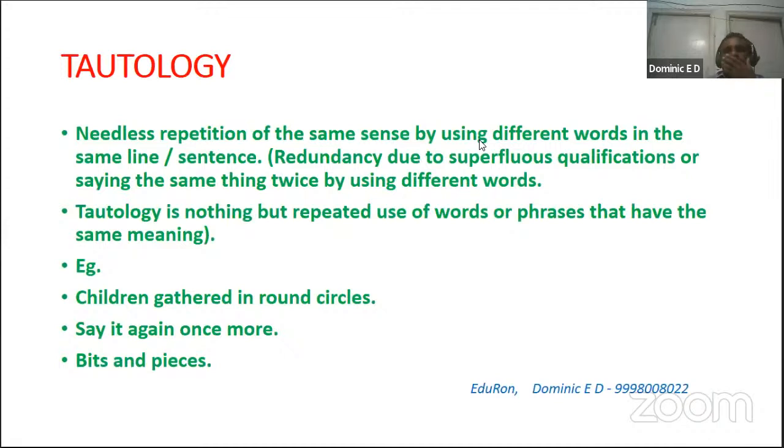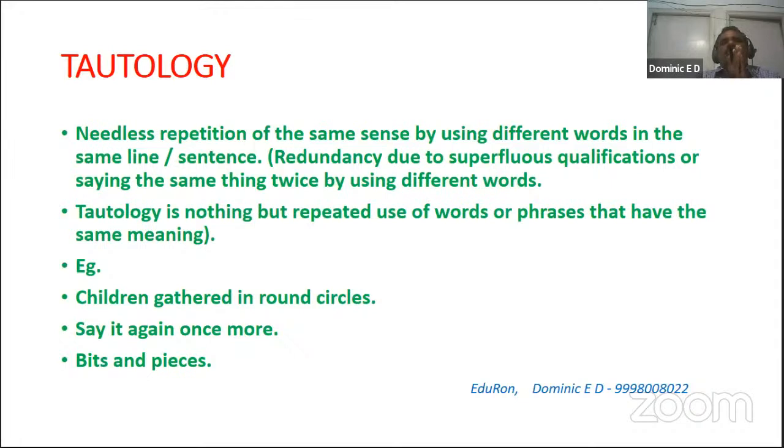Next, we are moving further to tautology. Needless repetition of the same sense by using different words in the same line or sentence. That means unnecessary, but it creates a poetic effect. It's a needless repetition; without that, also the meaning will be complete. Redundancy due to superfluous qualifications, or saying the same thing twice by using different words of the same meaning. It's nothing but repeated use of words or phrases that have the same meaning. That's what you have to understand by tautology.